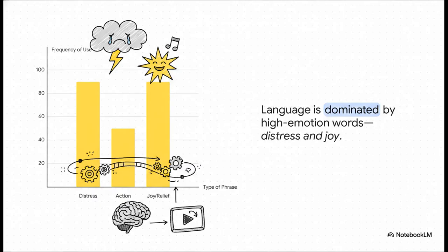And you can see it plain as day right here in the data. The script is almost entirely built from these high emotion words: distress on one side, joy on the other. The action words? They're just the short little bridge that connects the two. That is the engine, right there. Create a problem, solve it, celebrate, and then do it all over again. It's a perfect feedback loop that feeds both a child's brain and the platform's algorithm.